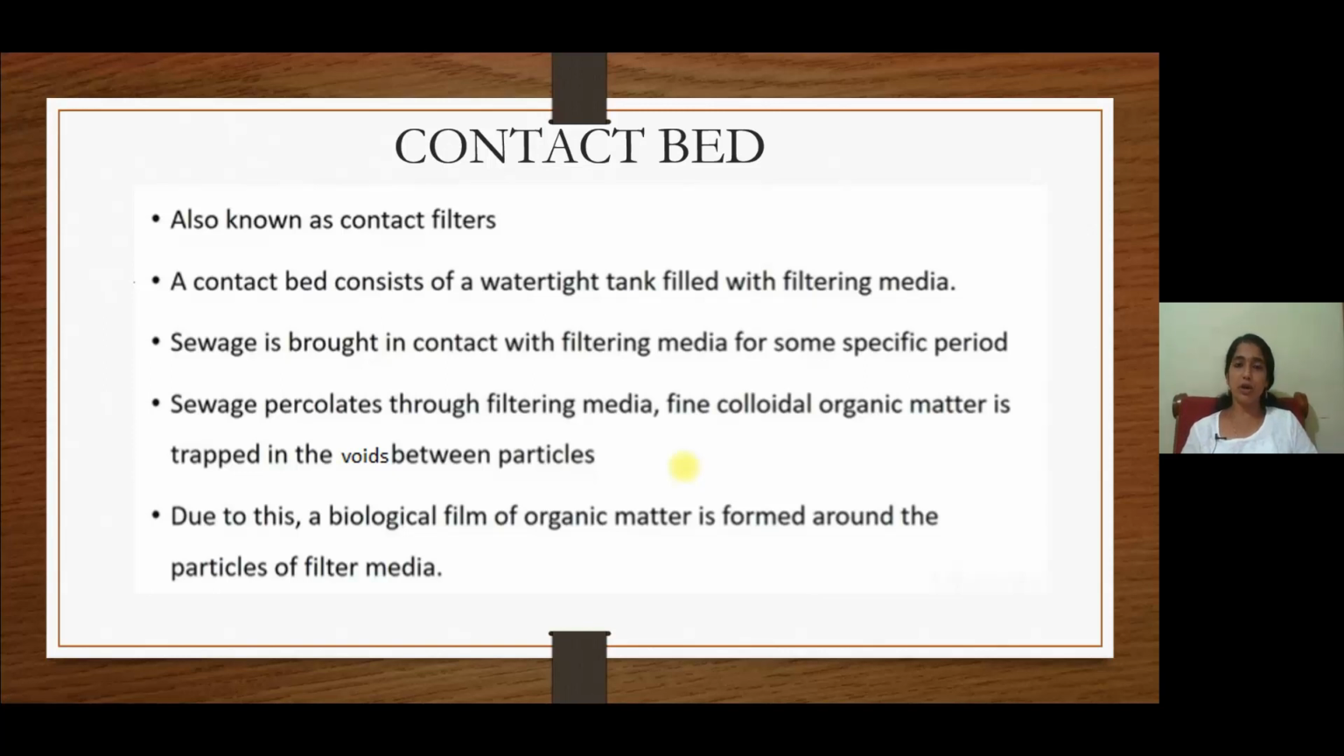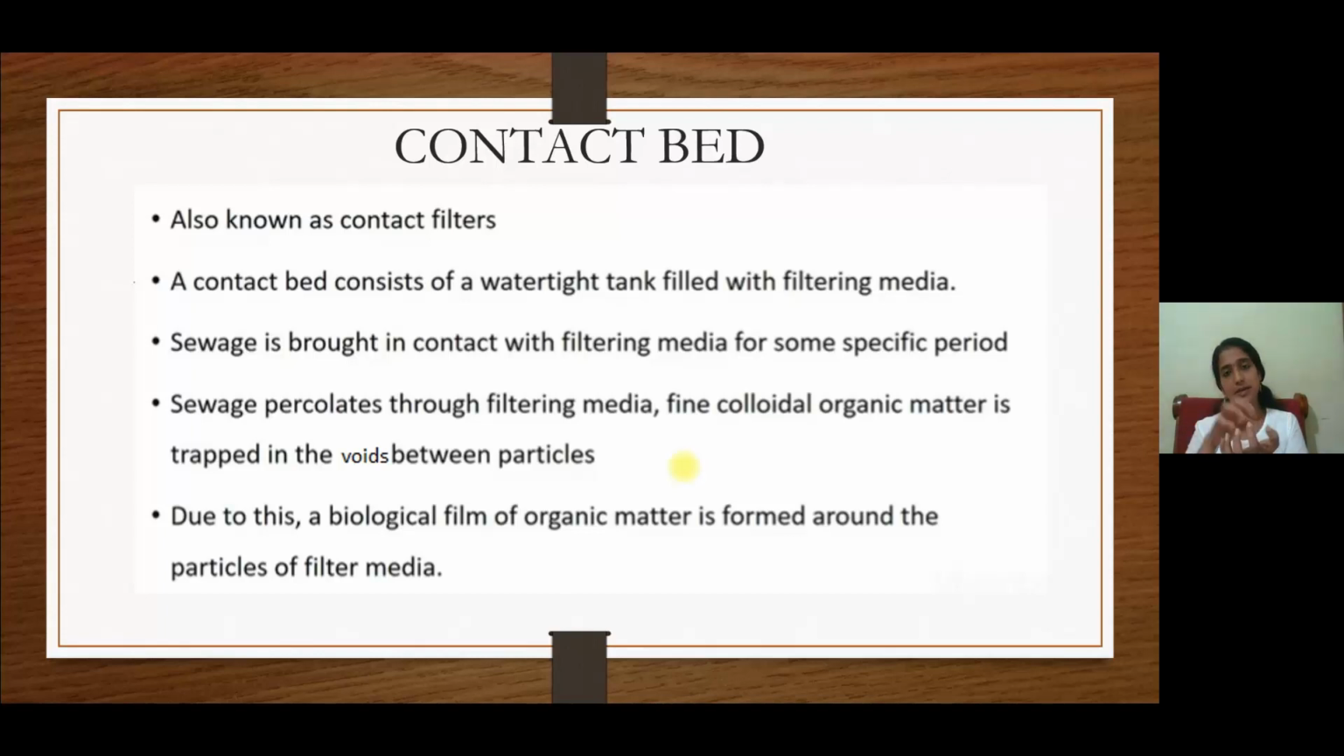In this session, I am going to discuss the contact bed, which is a type of filter used for wastewater treatment. It is also known as contact filters. It consists of a watertight tank filled with a filtering media, similar to slow sand filters in the normal drinking water treatment process. And the sewage is brought in contact with this filter media for some specific period.